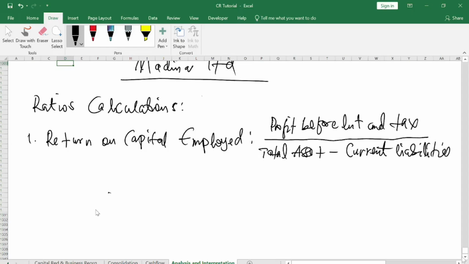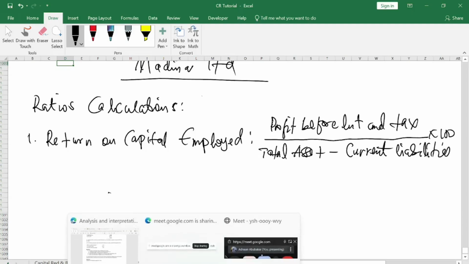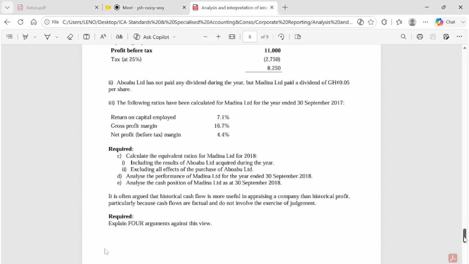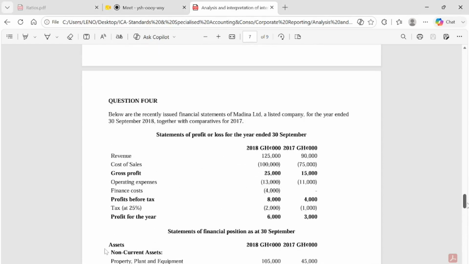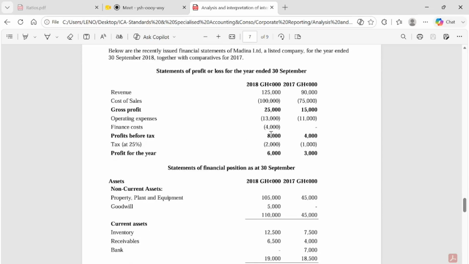So here, let us go and find profit before tax. Sir, I think it's times 100 though. Yes, times 100. So let's go into the question and look for profit before interest and tax. Have you seen it? Yes, sir.